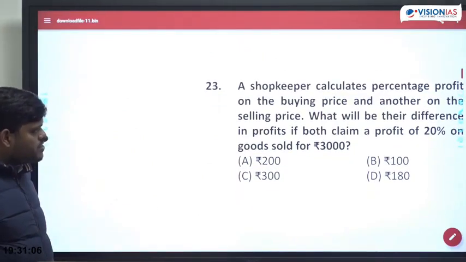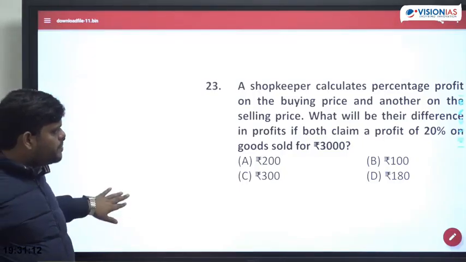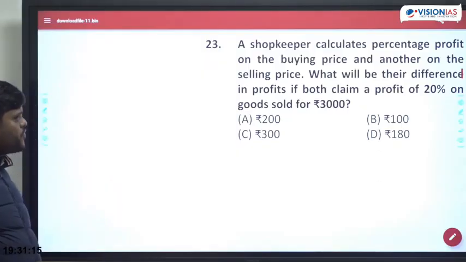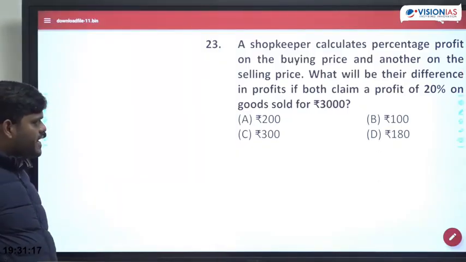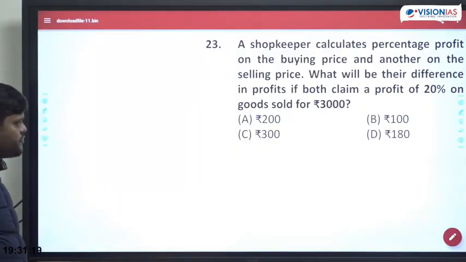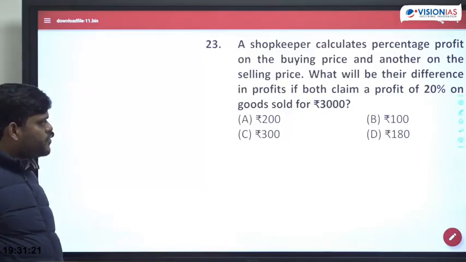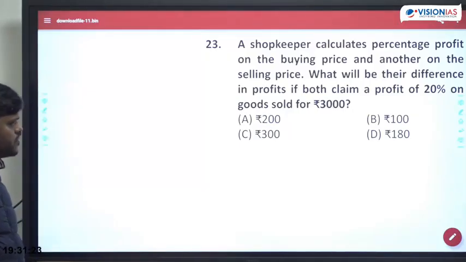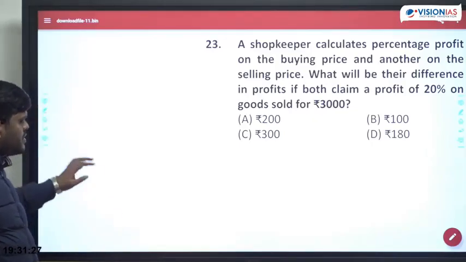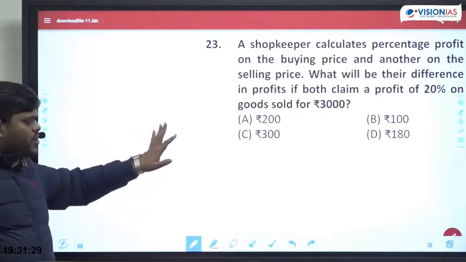Okay, some more questions of the same type. A shopkeeper calculates percent profit on buying price and another on selling price. What will be their difference in profit if both claim to have 20% on goods sold for rupees 3,000? Okay, try this one. Hopefully we can solve it because more information is given here.